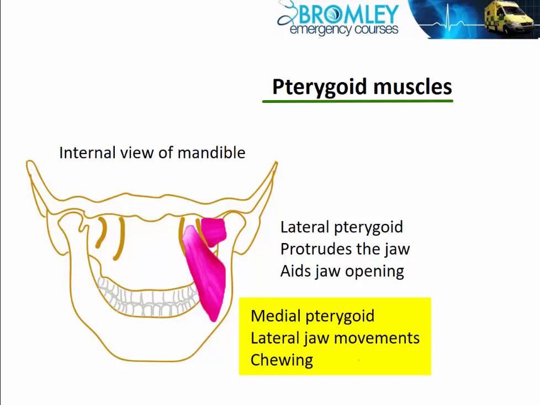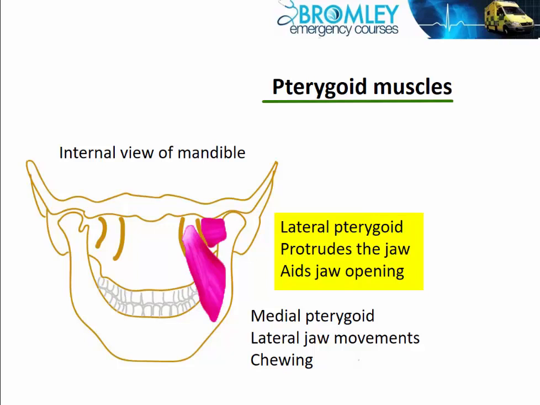And if you imagine when that contracts, it moves the jaw sideways. And so you've got one each side, and you use them in chewing. In chewing, they move the jaw from side to side. The lateral pterygoid attaches close to the actual joint itself, to the temporomandibular joint. And when that contracts, what it does is it actually pulls the jaw joint forward. And so it protrudes the jaw.